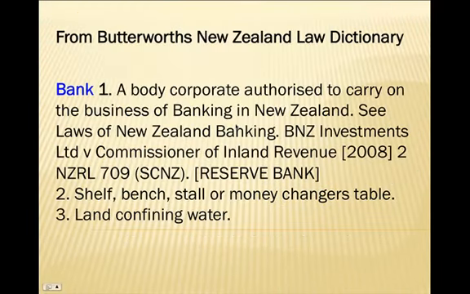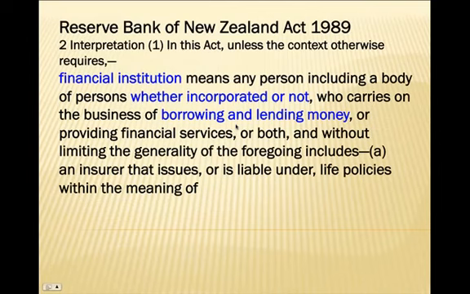All right. Now, from our own New Zealand law dictionary, Butterworth's, bank is a body corporate authorised to carry on the business of banking in New Zealand. Okay, number two, it's a shelf, bench, stall, or money changer's table. And three, land confining water, so the river banks. But there's nothing really in any of those that has given us any great clue, so we're going to have to look a little bit further.